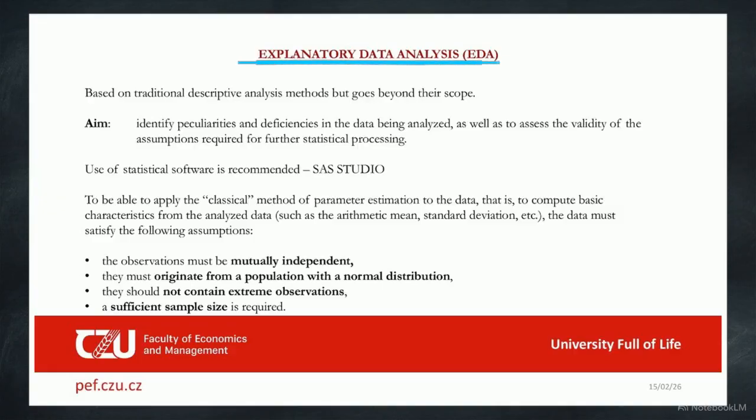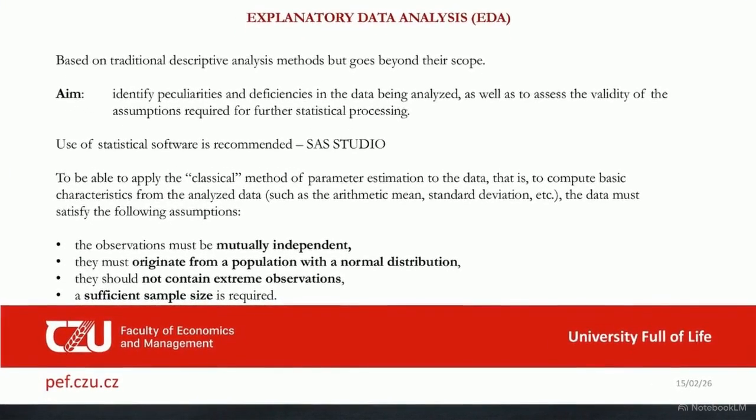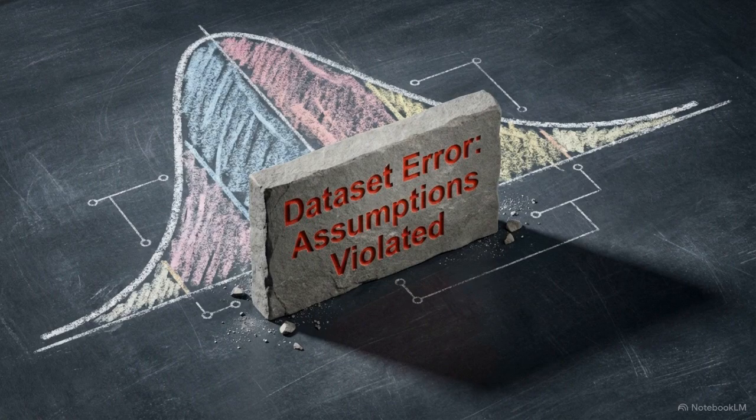This slide outlines exploratory data analysis, or EDA. It functions as a mandatory diagnostic checklist required before computing basic statistics. The mathematics demand that observations are mutually independent and originate from a population with a normal distribution. We must assess the degree of skewness and kurtosis, specifically searching for extreme outlying values that could corrupt the math. Blindly computing averages without first clearing this EDA checklist produces mathematically invalid models.